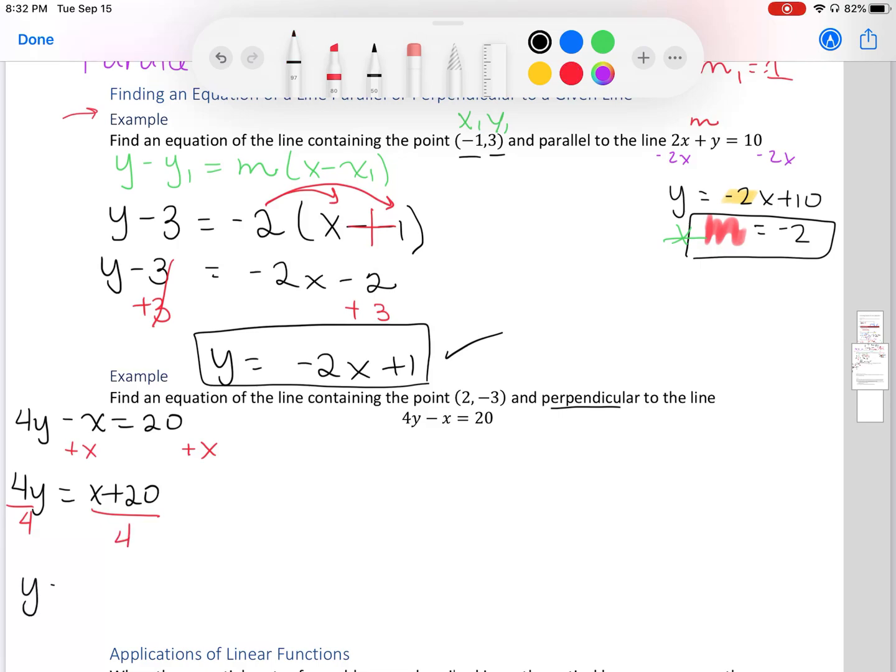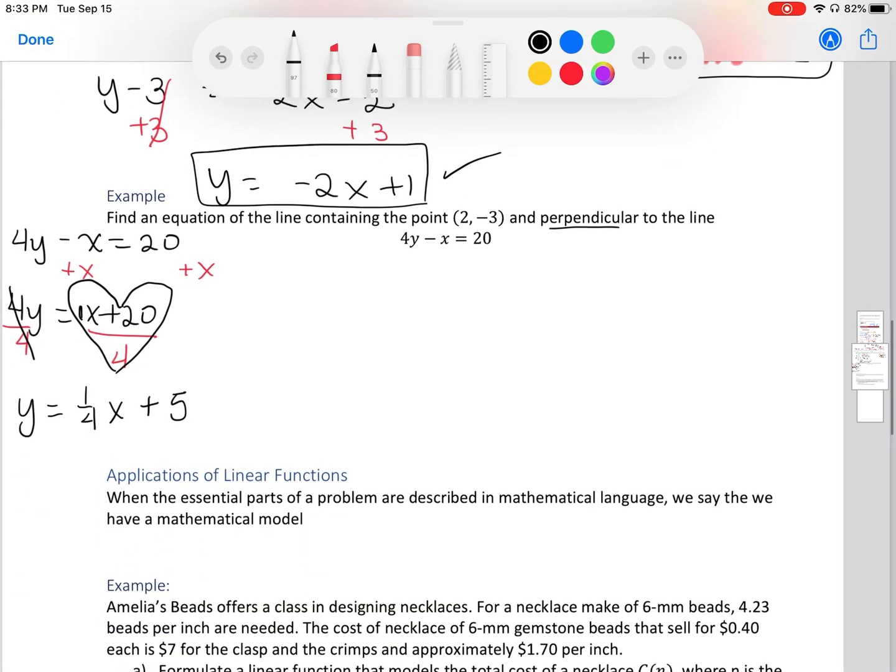So that we're left with y is equal to 1 over 4x plus, what is 20 divided by 4? That gives us 5. Remember that 4 divides both numerators. And every time I do that, I say, yes, I did draw a heart. Okay, so we're given our slope. Now I need to manipulate it. Now for a perpendicular slope, I need a slope that is opposite, different sign, and reciprocal. You flip your fraction.